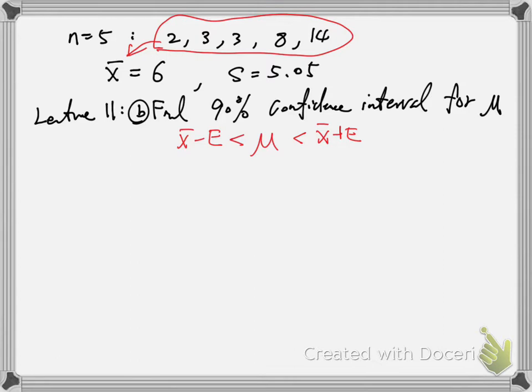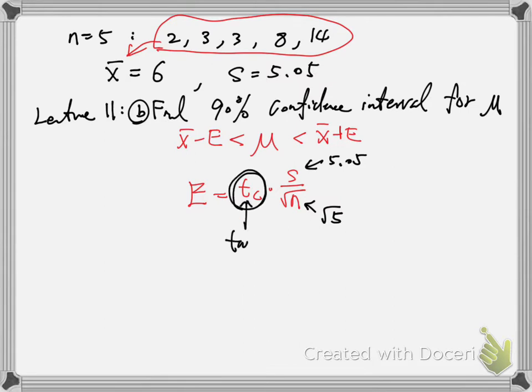So now to find e, we need a given formula. So e is Tc times s over radical n. Now here we know s, s is 5.05. We know n, n is 5, so this is radical 5. So now the key job is to use table 4 to find Tc. I will talk about how to use table 4 to find Tc, and then we will go back to this question.